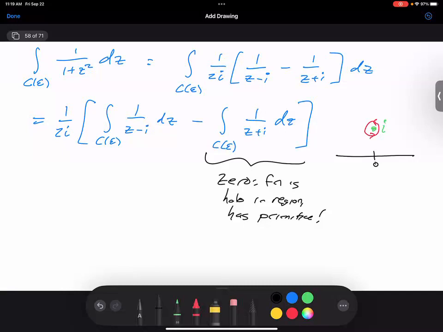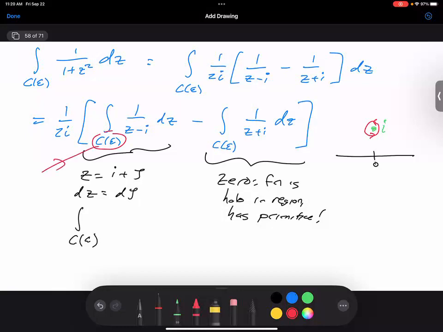And so we can do a change of variables to make things a little bit clearer. So for this one, let's let z equal i plus zeta. So what would dz equal? d zeta. And so we would get the integral over a circle. Now where's its center? 0. So if you want to really be pedantic, I should not be writing c sub epsilon. I really should be writing c sub i of epsilon over here. And this should really be c sub 0 of epsilon over here. I should be keeping track of where the circles are centered.